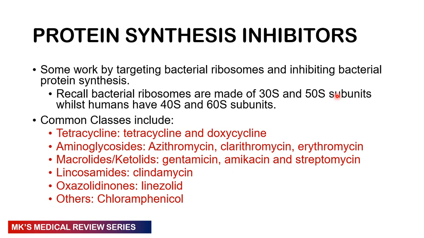Then of course, common classes include tetracyclines, which includes tetracycline itself and doxycycline, and azithromycin. This must have been one of the most googled drugs, especially during the pandemic, because it's the drug that most people have been abusing. Clarithromycin as well as erythromycin. You can have macrolides or ketolides, aminoglycosides like gentamicin, amikacin, and streptomycin. Lincosamides like clindamycin. You can also have linezolid. I'm not going to pronounce this. And of course, other drugs like chloramphenicol. So we'll begin with tetracycline.